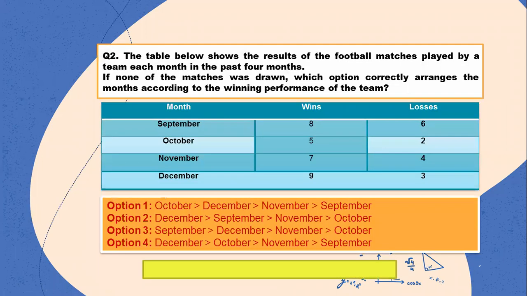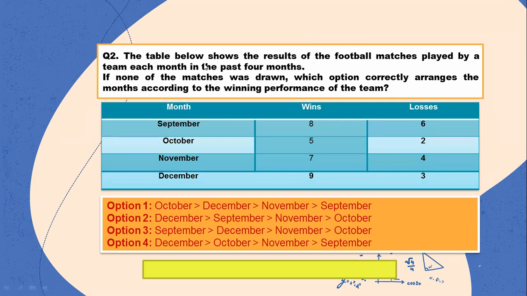The next question. Question number 2. The table below shows the result of the football matches played by a team each month in the past 4 months. If none of the matches was drawn, which option correctly arranges the months according to the winning performance of the team? So here, as you can see in the table, months are given, winning and losses, the number of matches which were won by the team is given, and which they lost is also given.